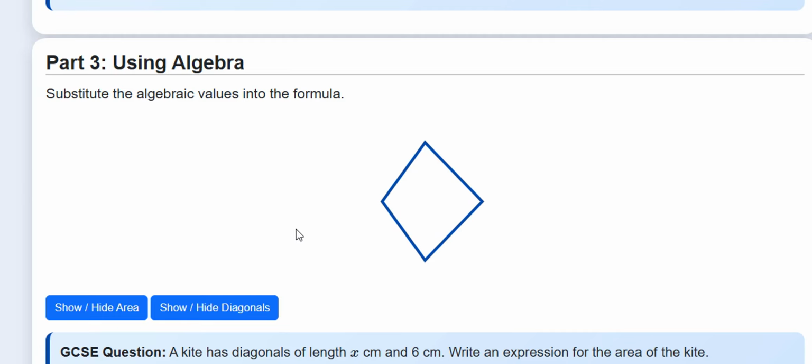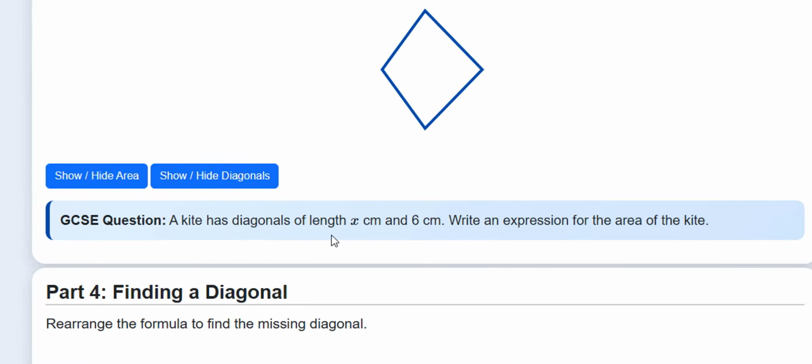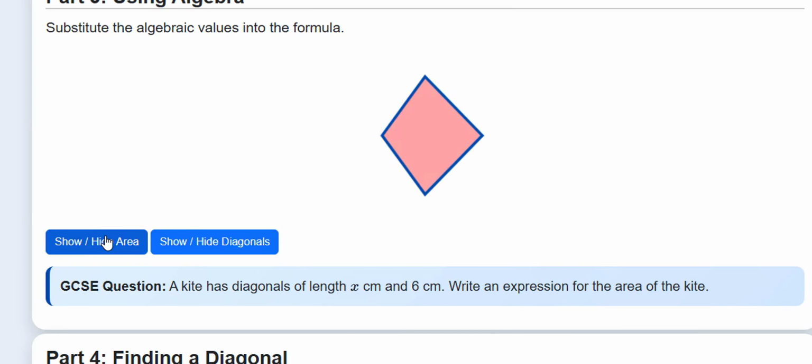Sometimes you can be told to express the area of the kite in terms of algebra. Like in this case, you are told a kite has diagonals of length x centimeters and 6 centimeters. Write the expression for the area of the kite. Of course, area is the region enclosed by the kite, and the diagonals as usual are d1 and d2. In this case, we already know d2 is 6 centimeters, but we don't know d1, which is x.